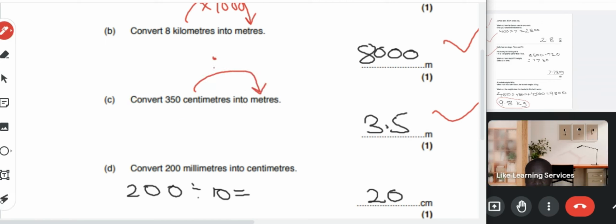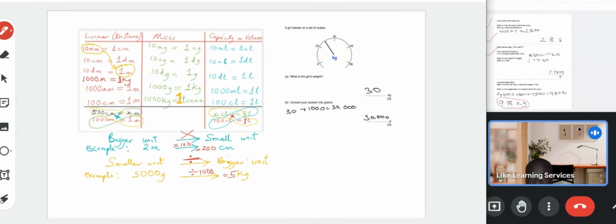You divided by 100 because the rate is 100 centimeters make 1 meter. That's correct. This one, millimeter into centimeter. Okay, you divided by 10. That's correct because it's smaller unit to bigger unit. You divided by 10. Okay, mark D. That's also correct.